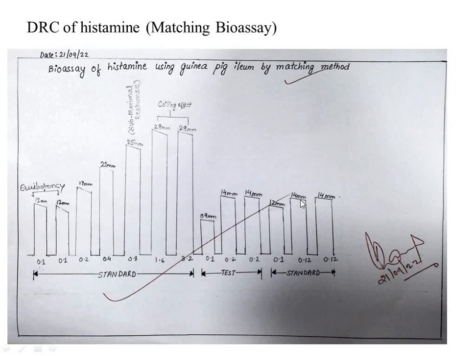It means the test response at 0.2 ml is 14 mm and the standard response at 0.12 microgram per ml is 14 mm. So again we will give the same dose to check again the equipotency and to confirm the accuracy. Again we are getting 14 mm response. So here only we will stop our recording the DRC, and from here we can see the 0.2 ml of test response is equal to 0.12 microgram per ml of standard response.